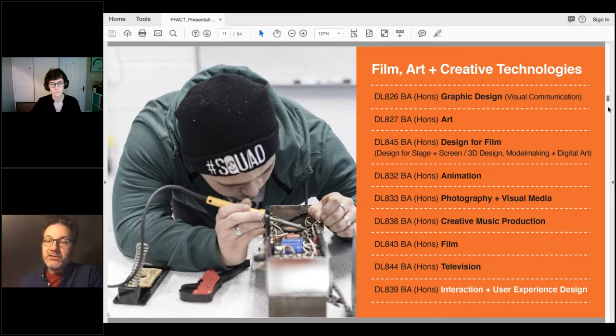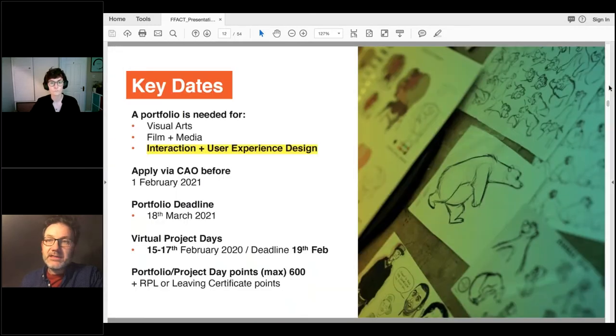And of course, our old BA in film and television has now been split into two separate degrees, a BA in film and a BA in television, but they're very much integrated and like 60% of the modules are shared. And of course, our new degree, interaction and user experience design, is a really exciting degree as well if you're interested in the digital world of design and how we interact with the digital world. I'm going to pause there.